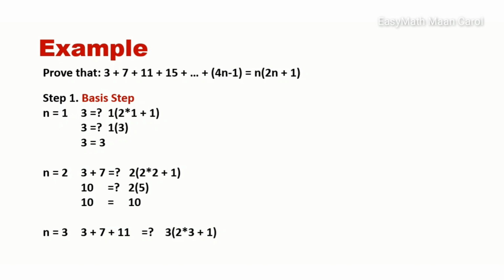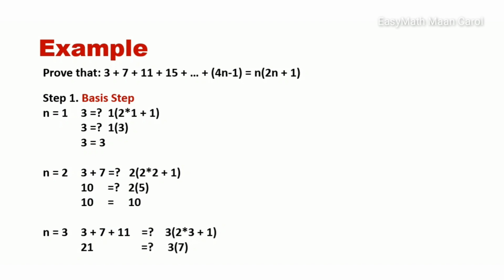So, computing by simple addition, the left side of the equation is equal to 21. 3 plus 7 is 10, plus 11 equals 21. And then on the right side of the equation, inside the parentheses, we will do the PEMDAS rule. 2 times 3 is 6, plus 1 equals 7. Thus, we have the expression 3 times 7 on the right side of the equation.